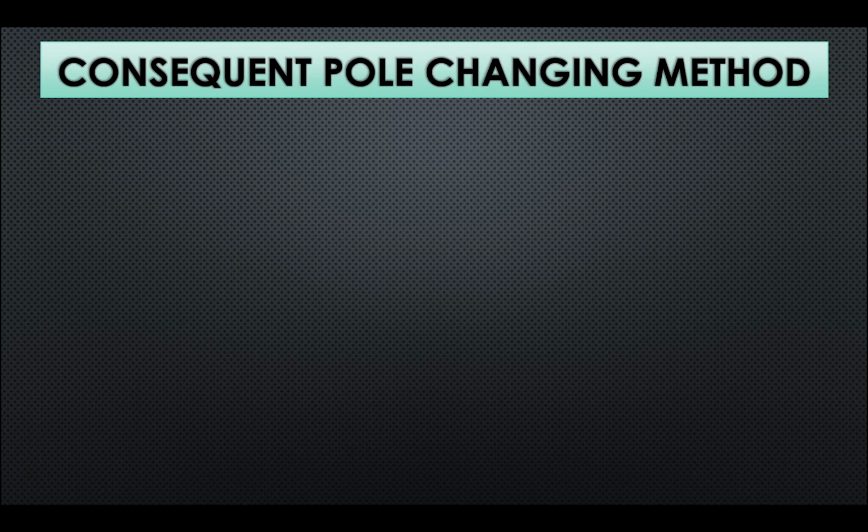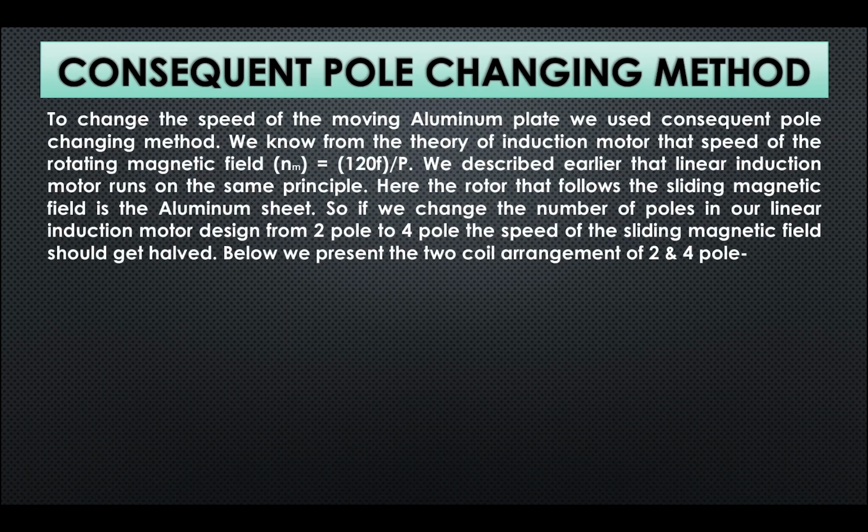One of our goals in this project is to perform a very basic method of speed control, that is the method of consequent pole changing. It relies on the fact that the speed of the field, or indirectly the speed of the rotor, is inversely proportional to the number of poles, which can easily be changed by a ratio of 2:1.